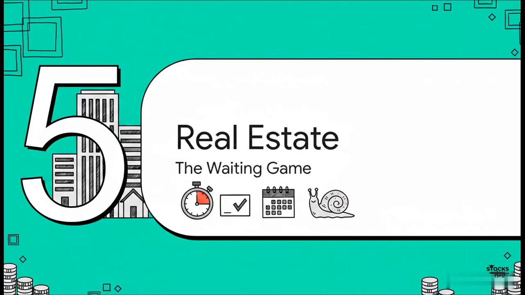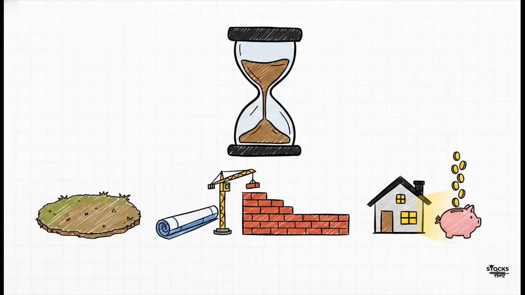Next up, Section 5, real estate and asset-heavy businesses, the waiting game. Real estate and asset-heavy companies require immense patience. You need a completely different accounting mindset to value them properly. See, their book values are mostly locked up in these massive, illiquid land banks that don't generate cash immediately.